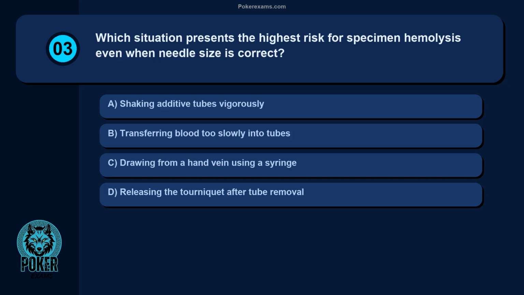Question 3. Which situation presents the highest risk for specimen hemolysis even when needle size is correct? Shaking additive tubes vigorously. Transferring blood too slowly into tubes. Drawing from a hand vein using a syringe. Releasing the tourniquet after tube removal.